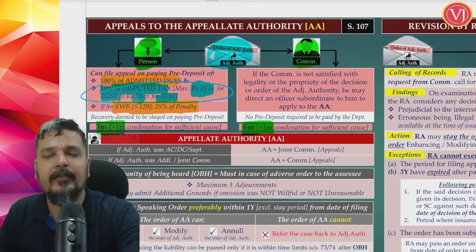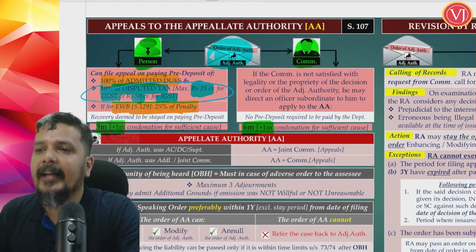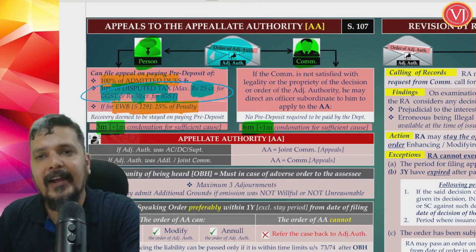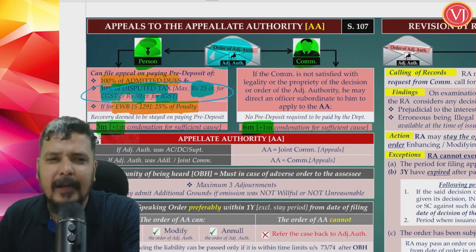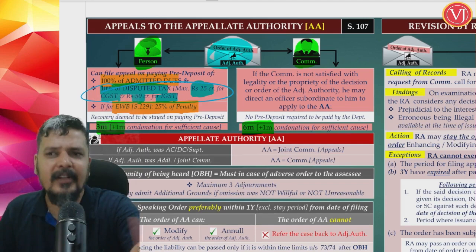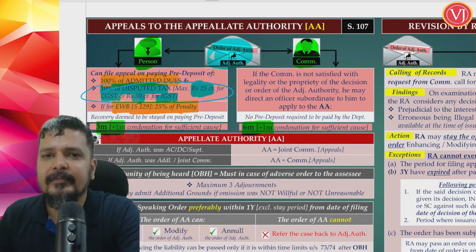25% of the penalty. So if the penalty amount is say 10 lakhs, pay 2.5 lakhs. If the penalty amount is 1 crore, pay 25 lakhs. If the penalty amount is 10 crores, pay 2.5 crores. There is no limit at all. Pay 25% of the penalty.